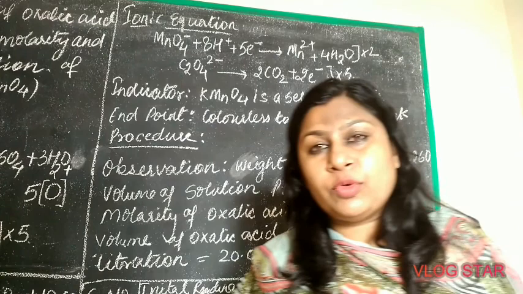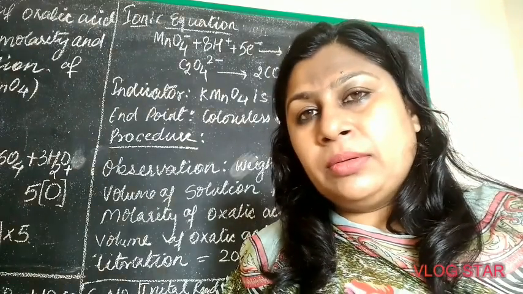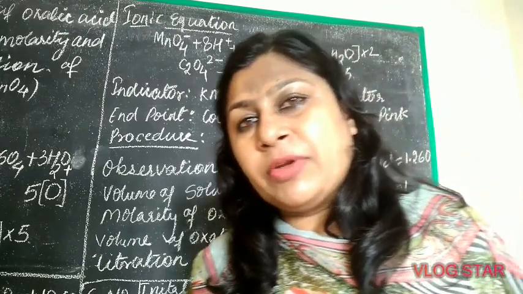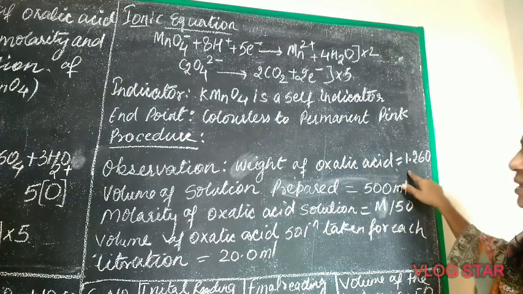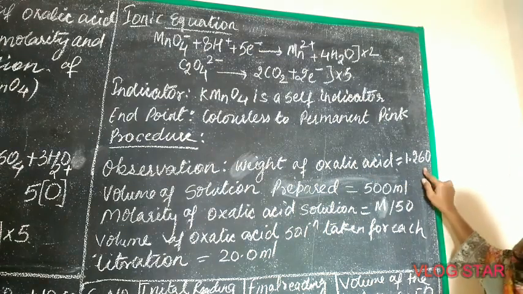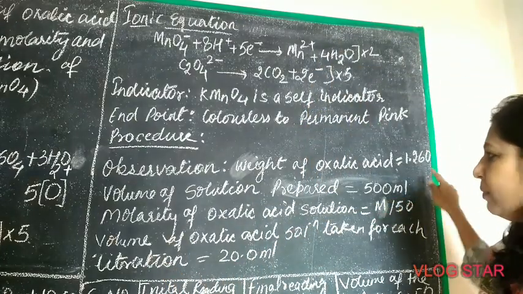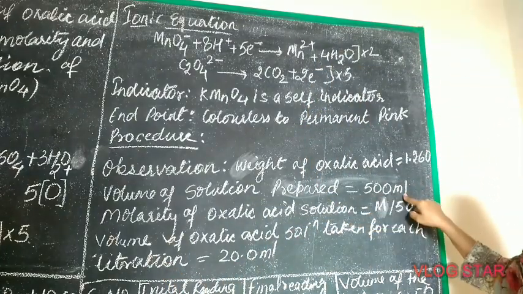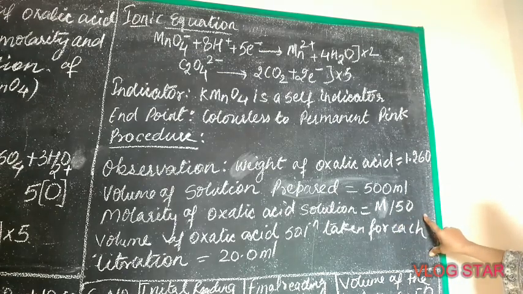Procedure: you have to titrate the oxalic acid prepared with the KMnO4 solution given. Observation: weight of oxalic acid, you have to calculate it, so it comes to 1.26 gram. Volume of solution prepared 500 ml. Molarity of oxalic acid solution M by 50. Volume of oxalic acid solution taken for each titration is 20 ml.